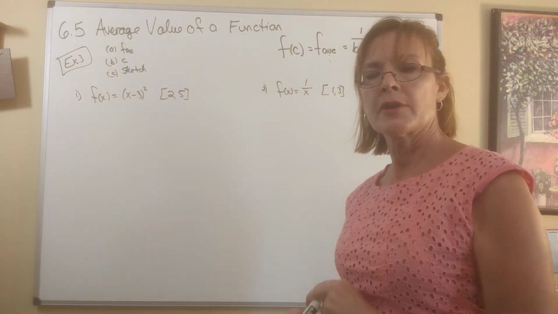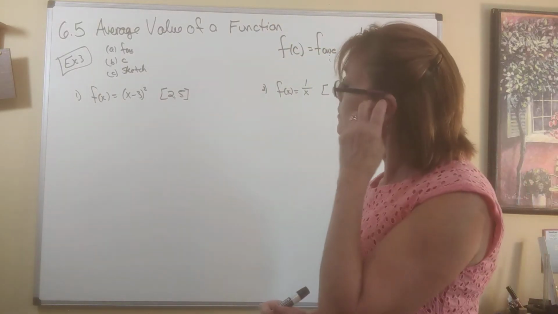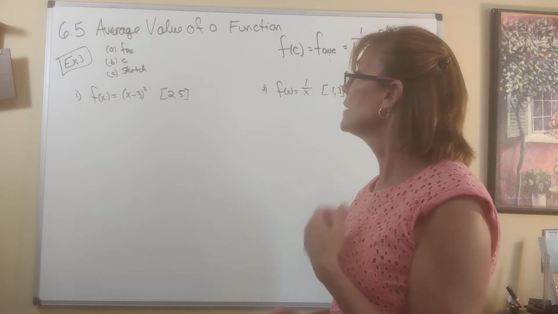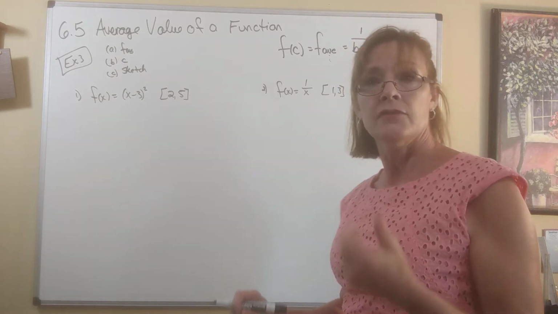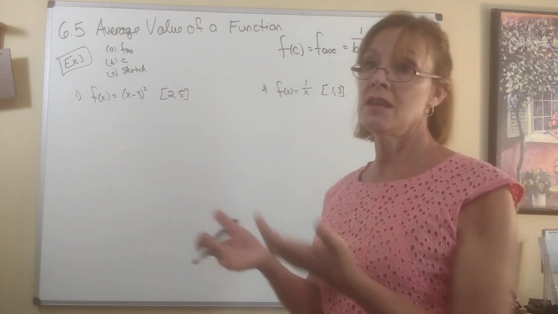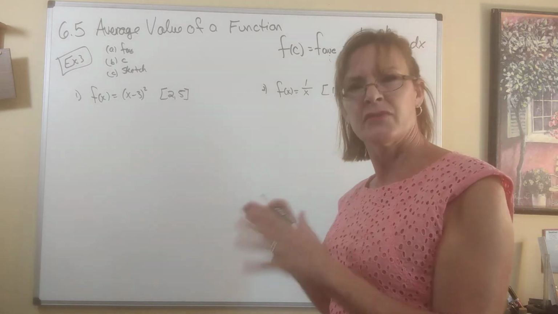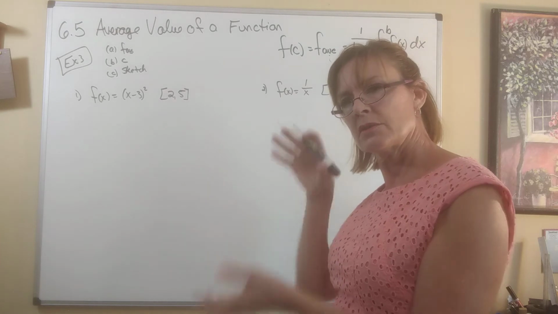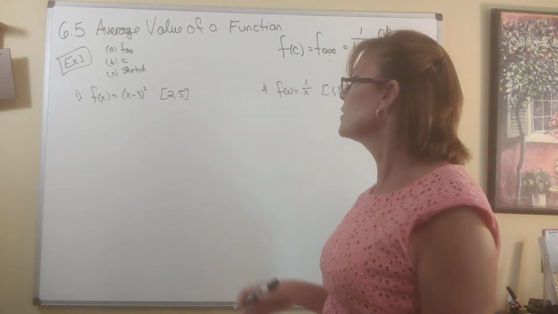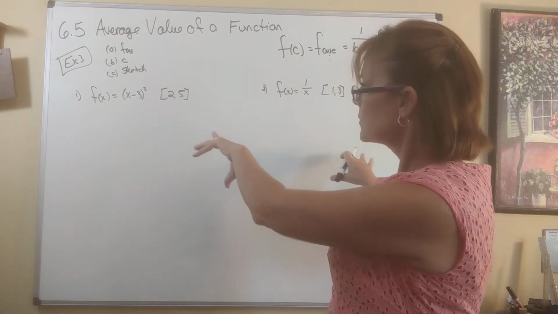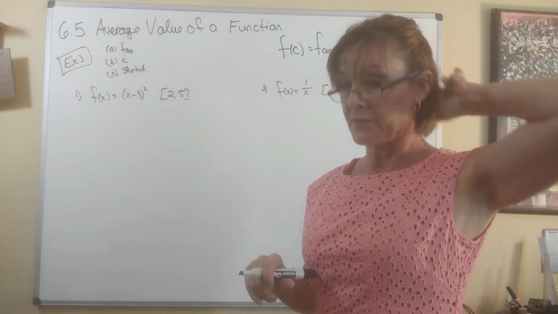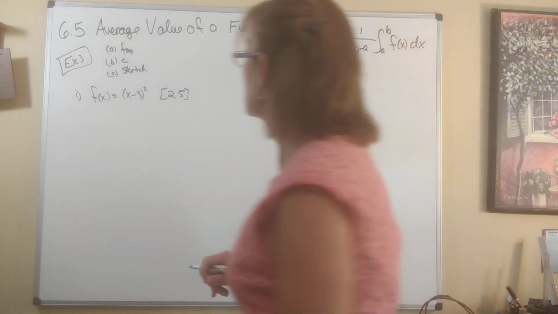Okay, let's do a couple more examples. Example 3 asks us to do three things. It says find the average value of the function, then find the value of c where we achieve the average value of the function, and then do a sketch. So we have kind of done all of that in the first two examples combined. Here we have to do it all together, and there are two different types of functions for us to do. So let's just begin.